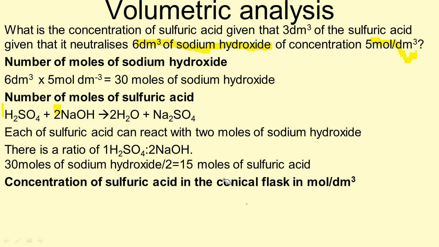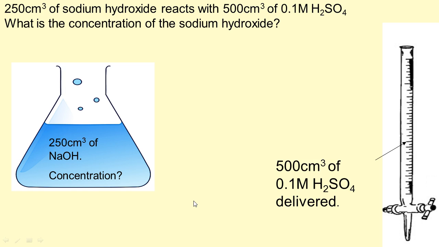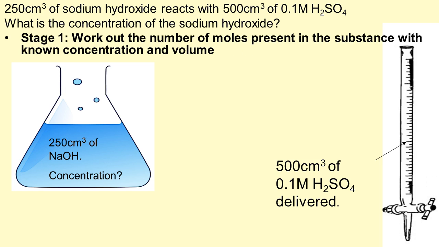We can now calculate the concentration of sulfuric acid in the conical flask. So there are 15 moles in 3 decimeters cubed, so 5 moles per decimeter cubed. 250 centimeters cubed of sodium hydroxide reacts with 500 centimeters cubed of 0.1 moles per decimeter cubed sulfuric acid. What is the concentration of the sodium hydroxide solution?